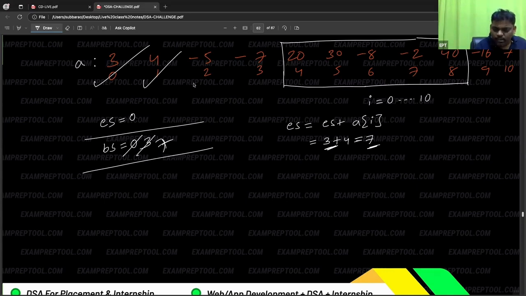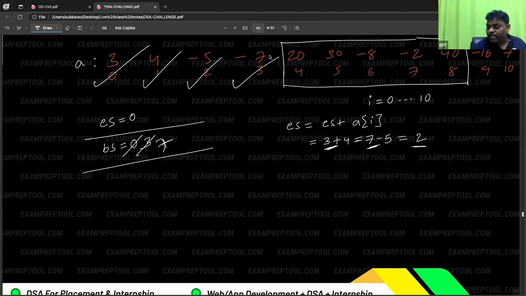Let's check. Next person is minus 5. So you add minus 5, which is going to be 2. Because you have taken the third person also, it is 2. But best sum is 7, and 7 is better. Don't update. Best sum contains the best only. If a better one comes, then only you take it. Otherwise, you don't take it.